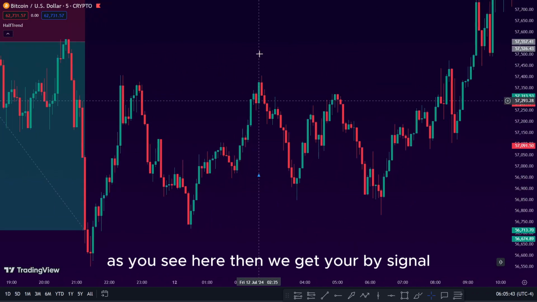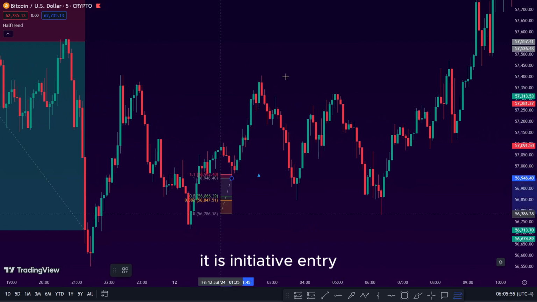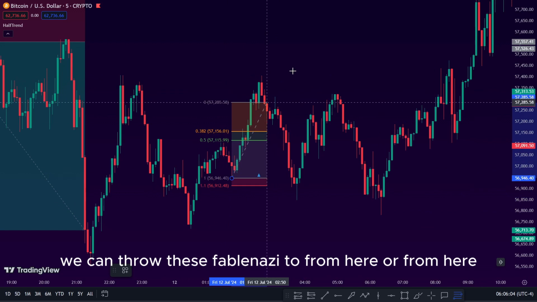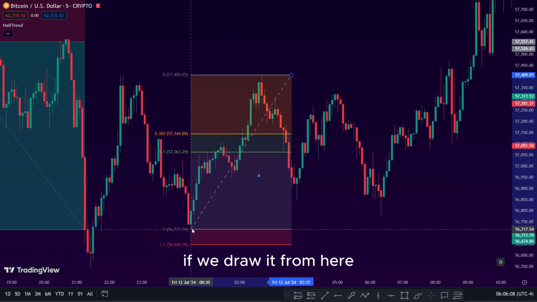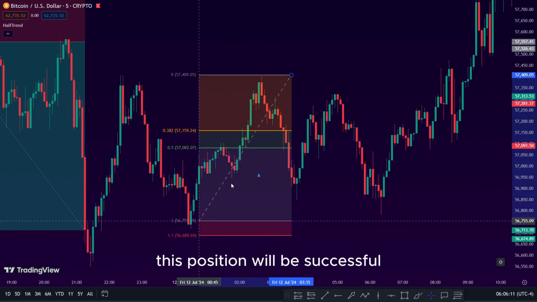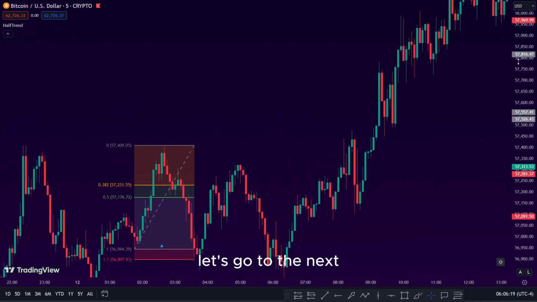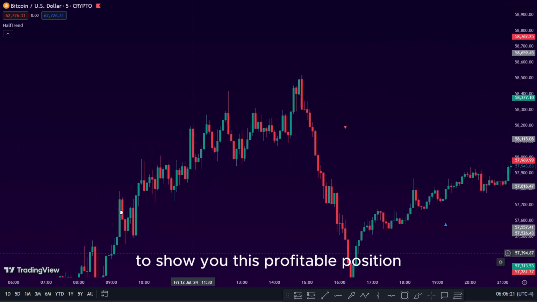As you see here, then we get here buy signal. It is initiative entry. We can draw this Fibonacci tool from here or from here. If we draw it from here, this position would be successful. If we will draw it here, it would be stop position. Let's go to the next to show you this profitable position.